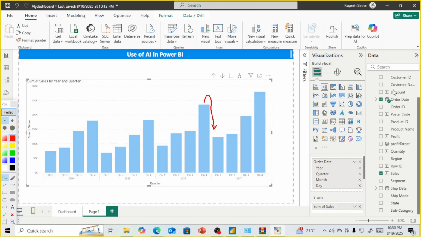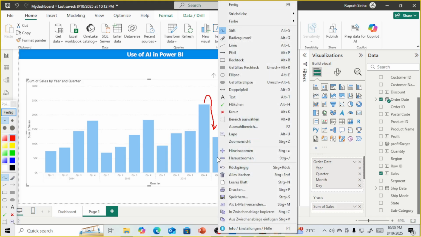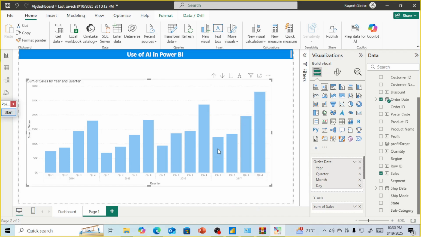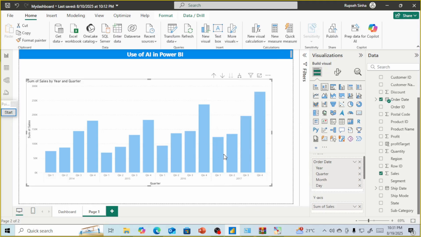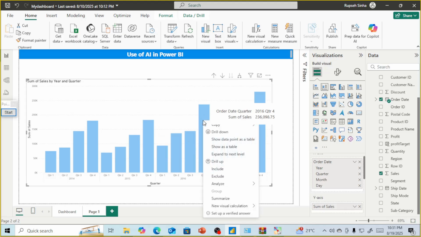But using AI, which was introduced in Power BI some 3-4 years back, very easily we will be able to understand, and that will take not more than even 1 or 2 minutes. So how to get this done? Click on this quarter 1, right click here and click on analyze, and it is telling explain the decrease. Why is it telling explain the decrease? Because before quarter 1 the sales was high and now it is less. If I click on this one, it is where sales is higher than the previous one. So right click and analyze.